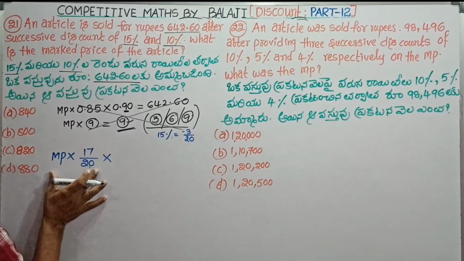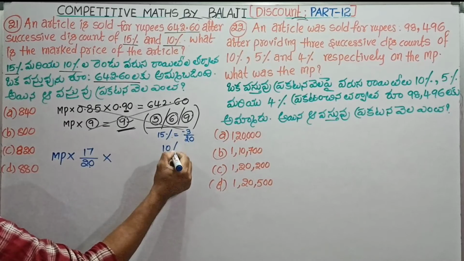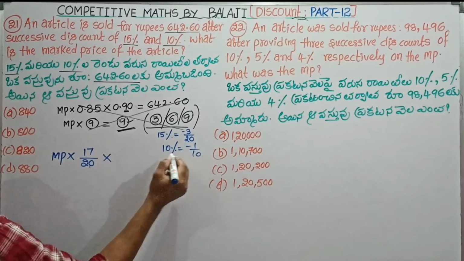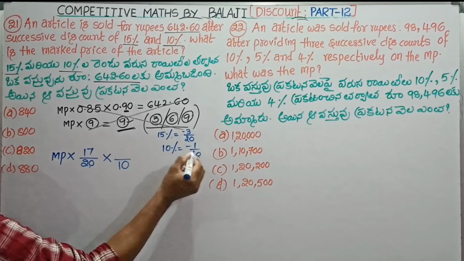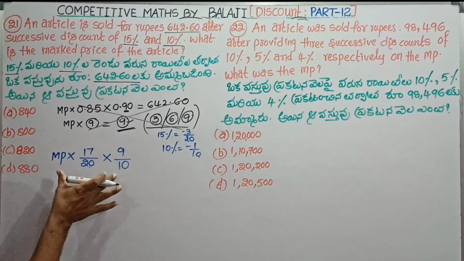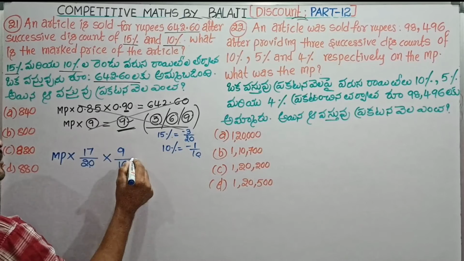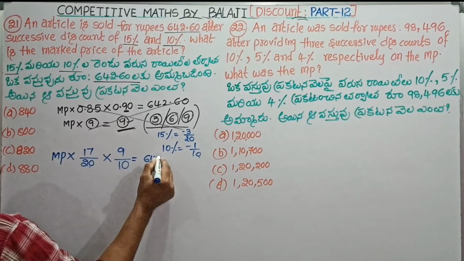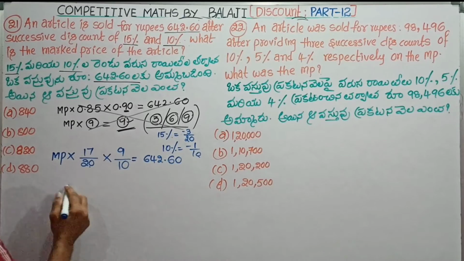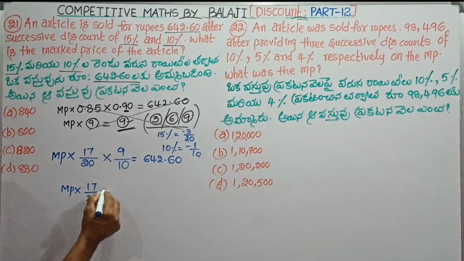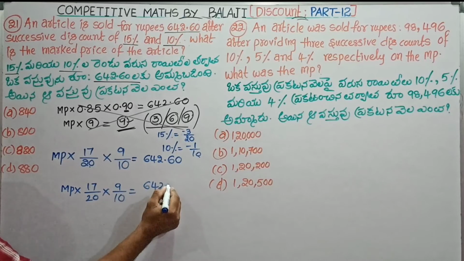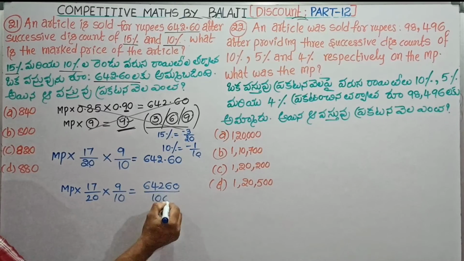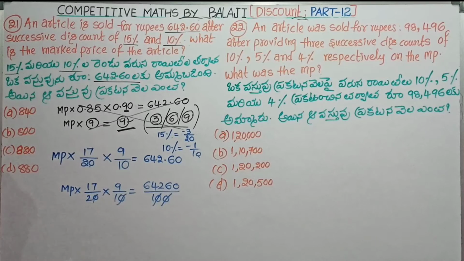Again, on this reduced price, we allow 10% discount. 10% fraction value is 1/10. If the market price is 10 units, the selling price is 1 less than the 10 units, that is 9 units. So the selling price of the article is equal to 642.60 rupees. That is market price into 17/20 into 9/10 equals 642.60/100. Both sides, 2 zeros get cancelled.